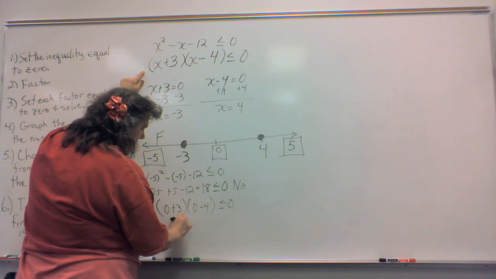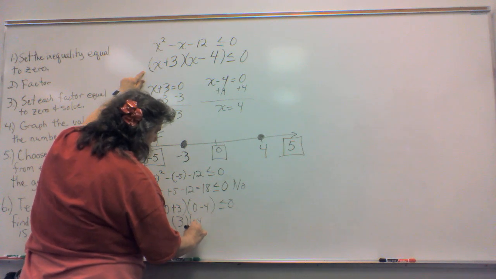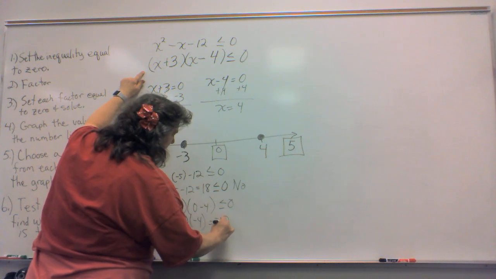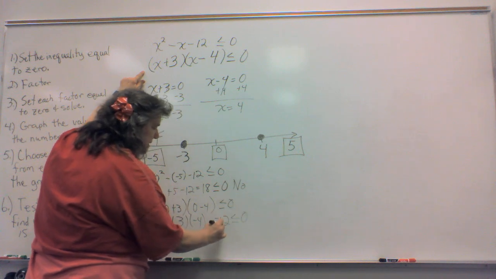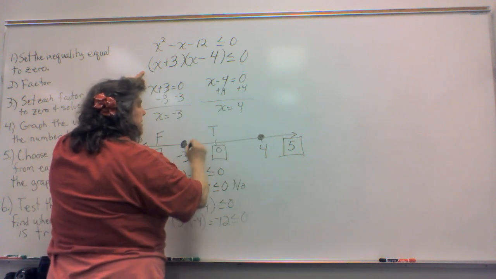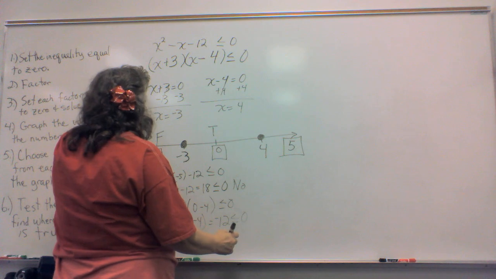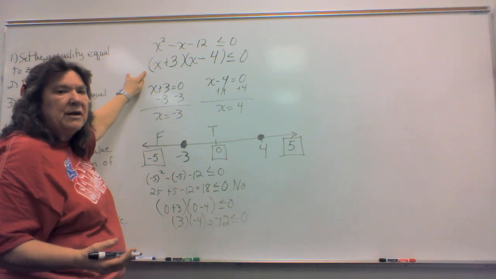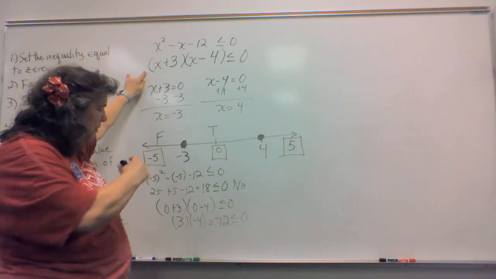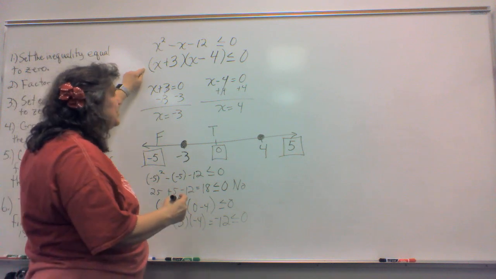Well, this is 3 times -4, which is -12, and that is less than or equal to 0. So this is where it is true. Now let's try 5. I don't care which one you like. If I was in class, I'd ask you which you prefer. I'm going to use the second one again.